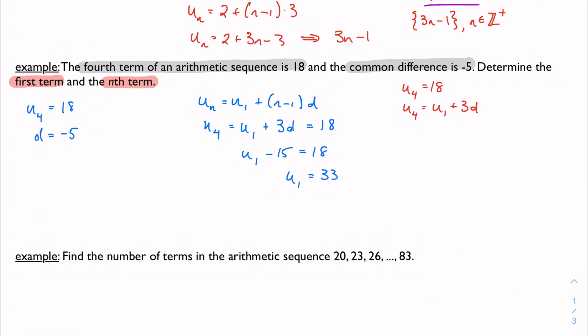Well, this is great because now I can just substitute back in here. And to write my nth term, my general term, 33 plus n minus 1 times negative 5. So I have 38 minus 5n. So here's my first term, and here is my general term. So we're starting to manipulate this formula a little bit more.